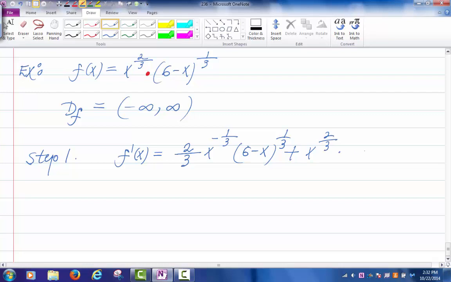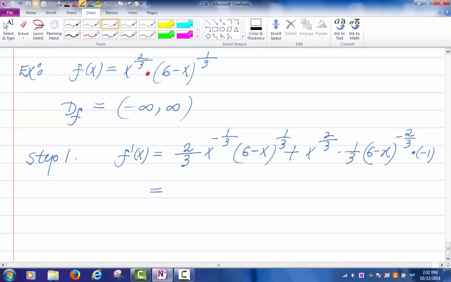What is that? What's the derivative of 6 minus x to the 1/3? 1/3 times 6 minus x to the negative 2/3, right? It'll be 1/3 minus 1, which would be negative 2/3. Am I missing anything? Derivative of 6 minus x, which would be negative 1. Okay? Alright. Now, the question is, how would you simplify this? Okay?